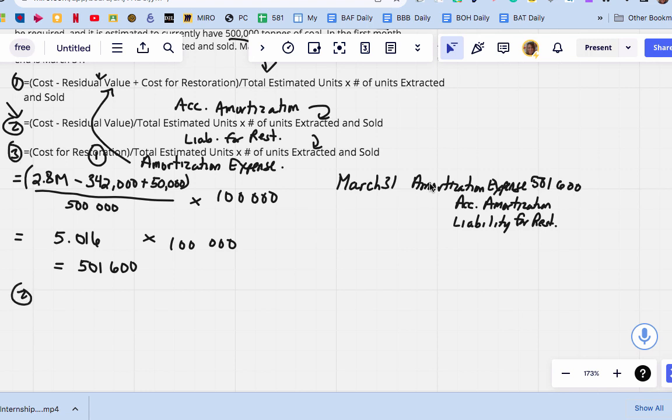So number two. So now we have our cost, which is 2.8 million, minus our residual value of 342,000, divided by the 500,000. And again, we're going to times that by the 100,000 that were extracted and sold. And when we do this math, we're going to get 491,600.